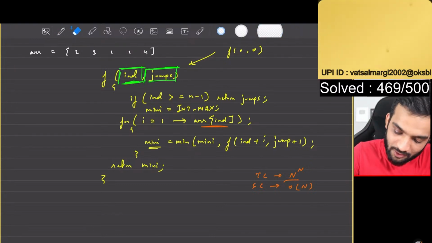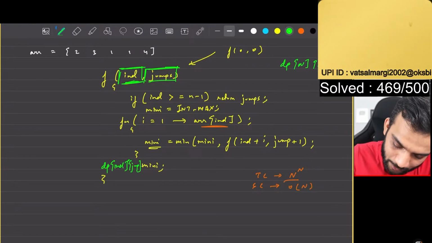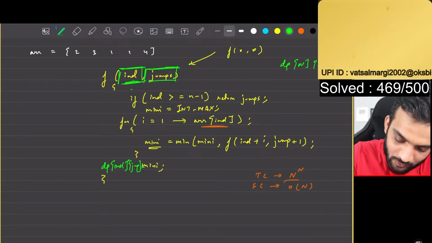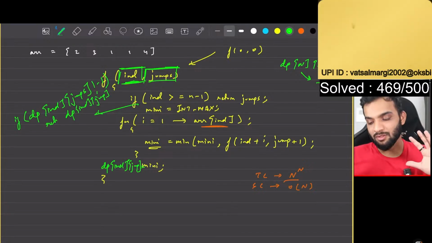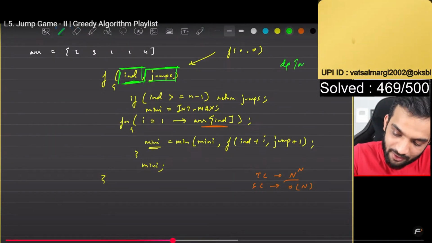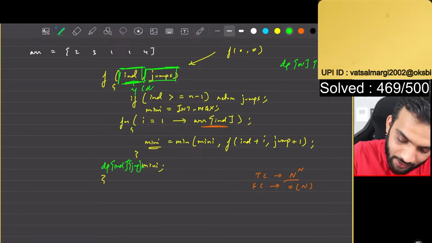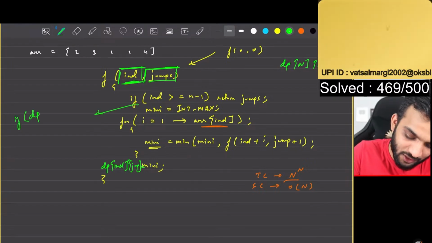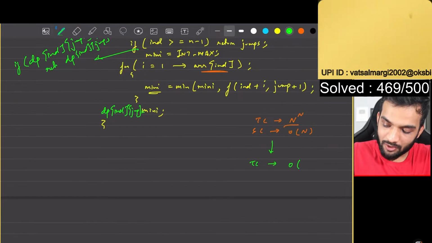So what you can do is, instead of returning mini, you can technically declare a dp of n, correct? And you can say dp of index and jumps equal to mini. And over here, you can say, hey, if dp of this state has been visited previously, make sure initially it's -1, if it has been visited previously, you can return dp of index jumps. Quite simple. So if you do this, the solution will be converted into an O of n square solution, with a space complexity of O of n square.